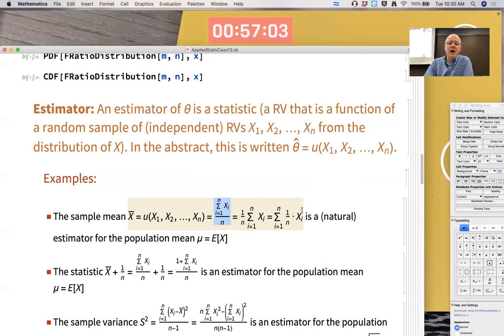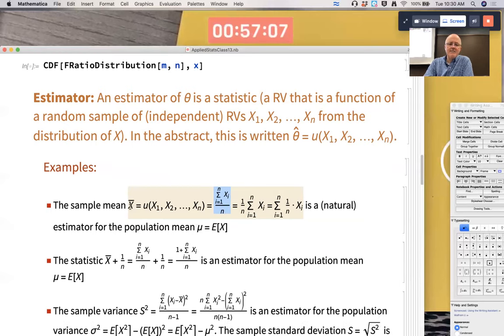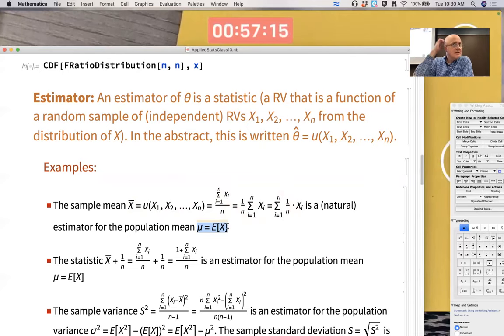And the mean of X bar is the mean of the population. This X bar is a natural estimator for mu. It also ends up being unbiased. It's not said here, but said further down. It's unbiased. The mean of the mean is the mean. The expected value of X bar is the expected value of X, mu.